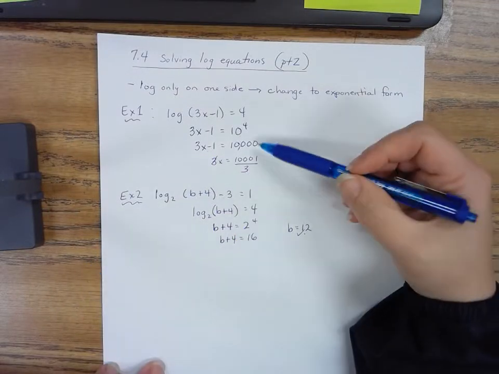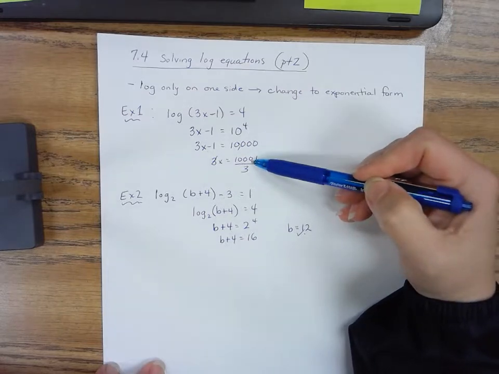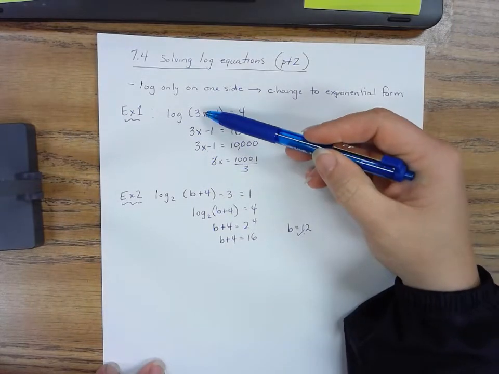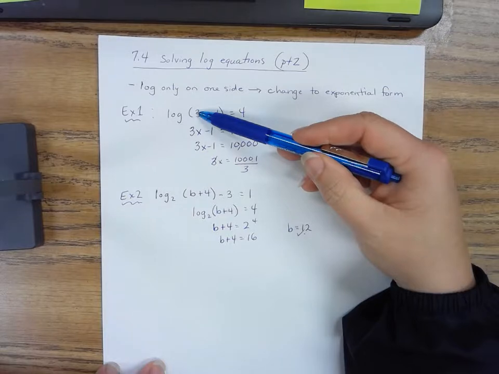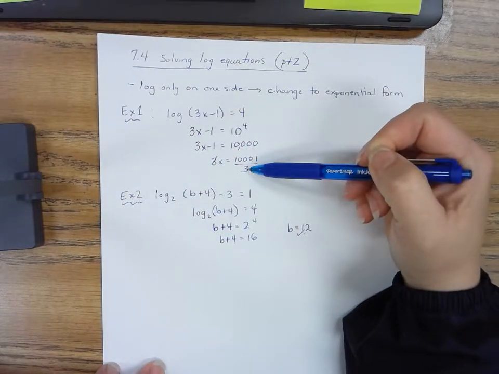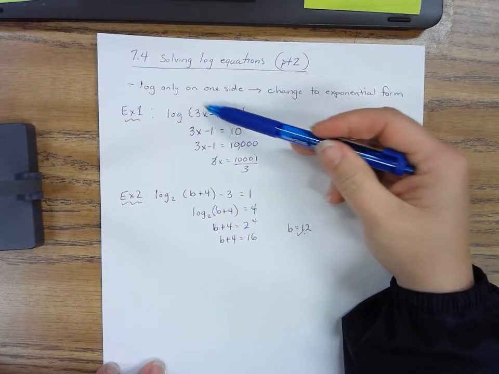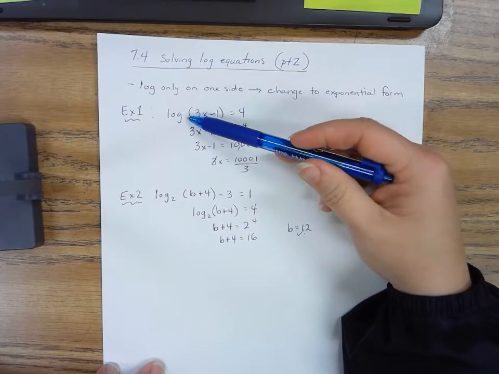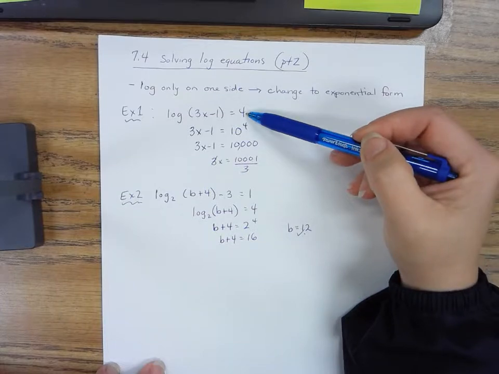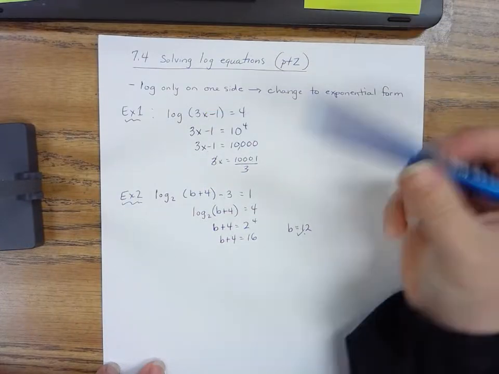Okay, we'll go back and look at the first one real quick. If I'd put 10,001 thirds and multiplied it by 3, well, this 3 and the denominator of 3 would have canceled out. I would have been left with 10,001 minus 1, which is 10,000. So 10 to the 4th power is 10,000. It checked out. We're good.